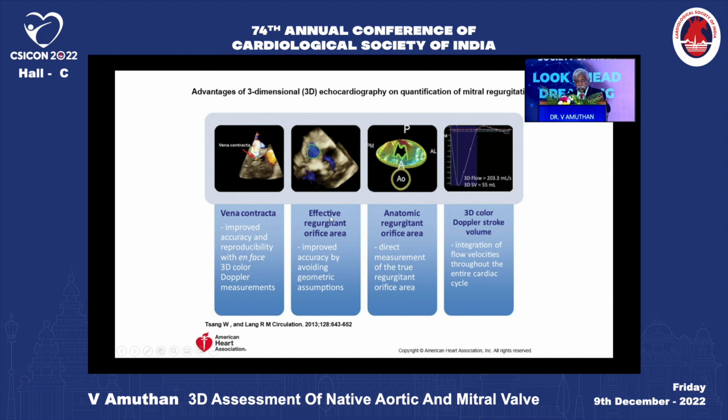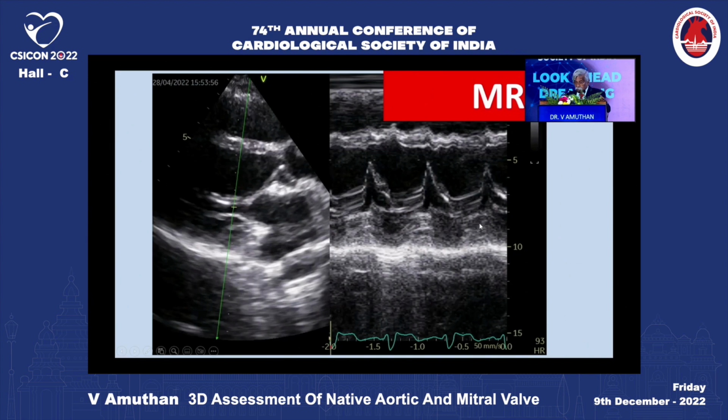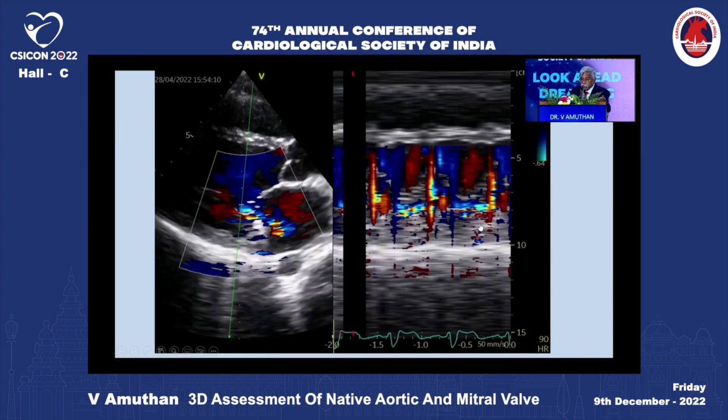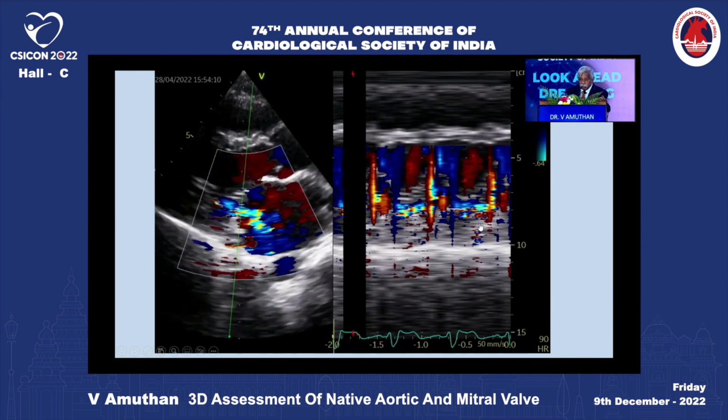And this is calculation of the effective regurgitant orifice area by 2D techniques. Whereas in 3D it is very easy. You can straight away go for anatomic regurgitant orifice area. So these are simple ways. This I will illustrate by a simple case of mitral regurgitation. You can see here this is a simple case of mitral regurgitation.